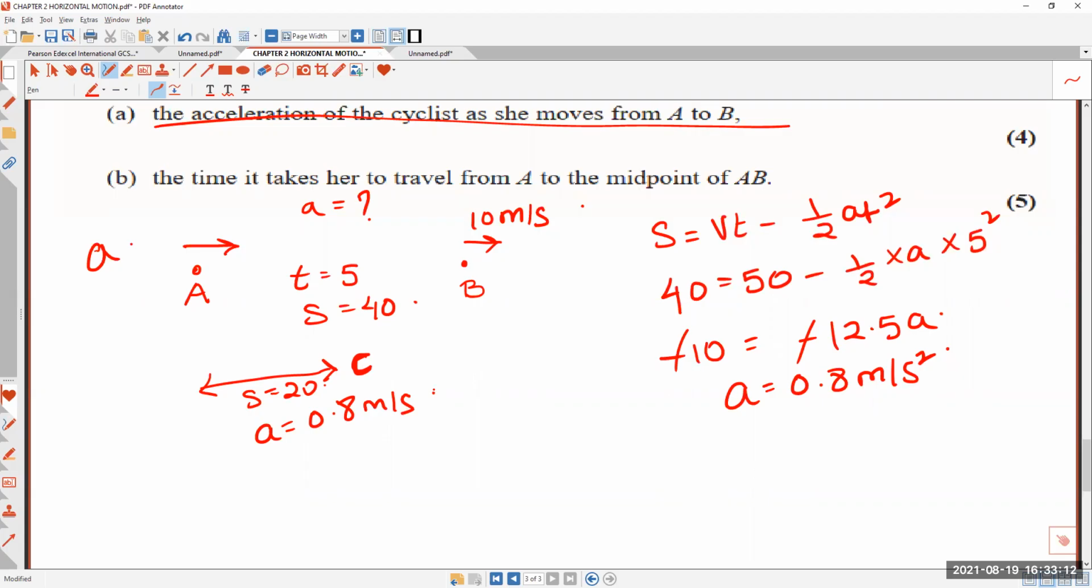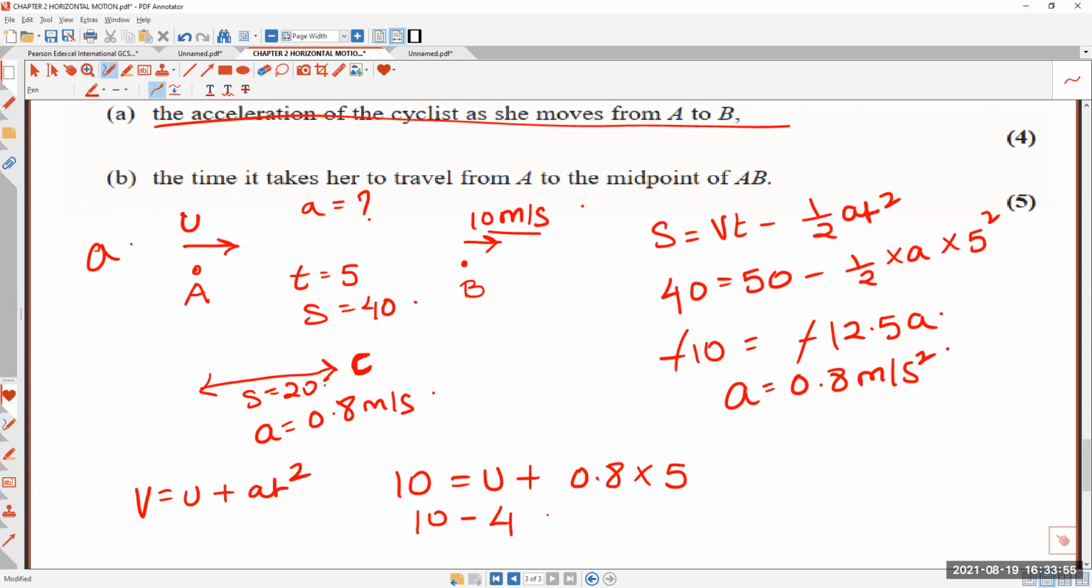Now the problem is, for 5 marks, I don't know what my initial velocity is. If I can find my initial velocity, I can find the time it takes. Okay, let's find the initial velocity. It's going to be v equals u plus at. Final velocity is 10. Initial velocity we don't know, acceleration is 0.8, time taken is 5 seconds. So 10 minus 0.8 into 5, which is 4, equals u. So u is 6 meter per second. So your starting velocity was 6 meter per second.